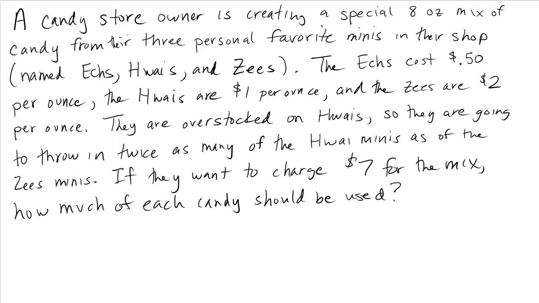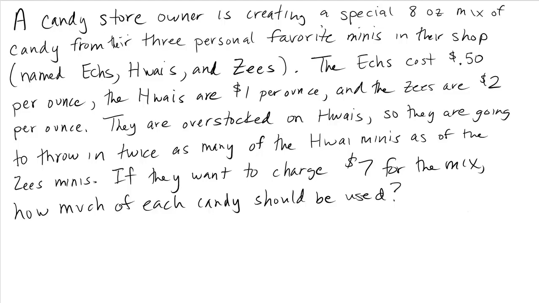A candy store owner is creating a special 8-ounce mix of candy from their three personal favorite minis in their shop, named X, Y's, and Z's. The X costs 50 cents per ounce, the Y's are $1 per ounce, and the Z's are $2 per ounce. They're overstocked on Y's, so they're going to throw in twice as many of the Y minis as of the Z minis. If they want to charge $7 for the mix, how much of each candy should be used?